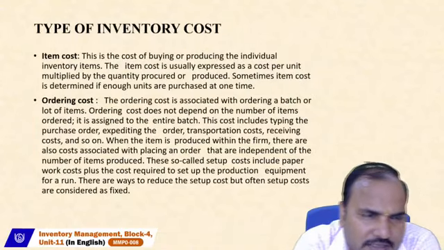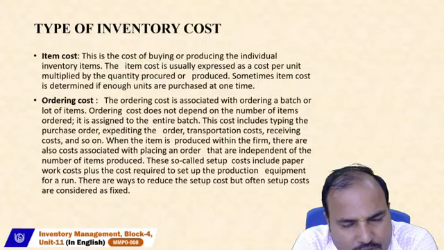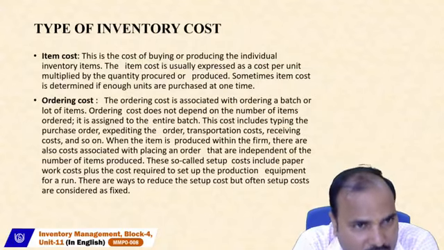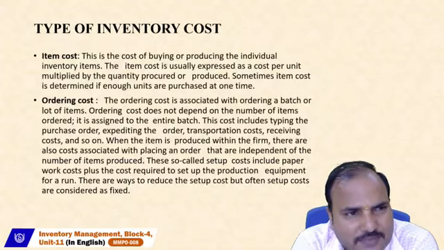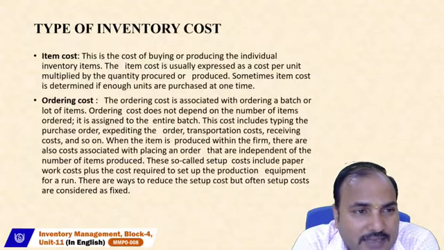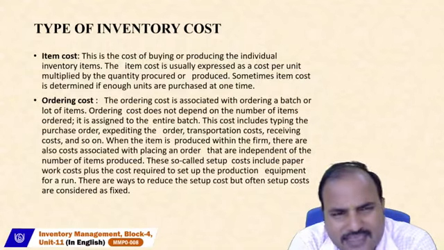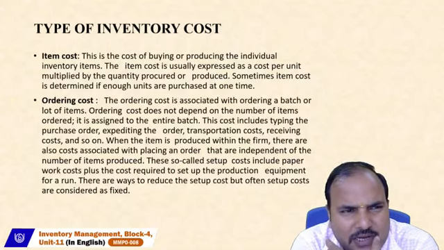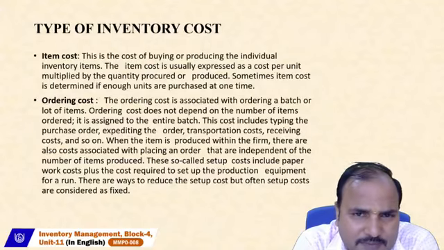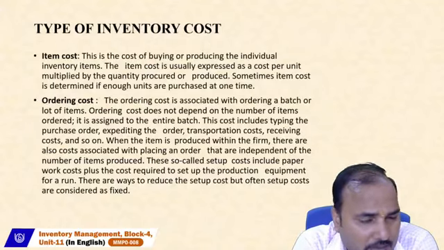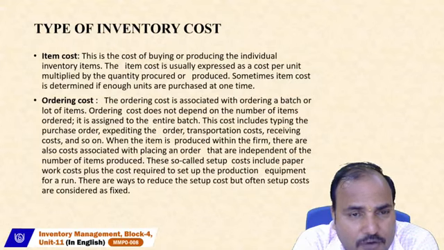After that, we have discussed the types of inventory cost. There are different costs involved in inventory management. Among them, one is your item cost. This cost is for buying or producing the individual inventory items, basically. It is actually expressed as a cost per unit and multiplied by the quantity procured or produced.